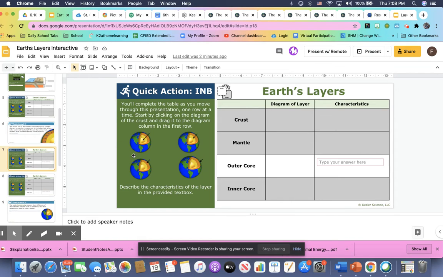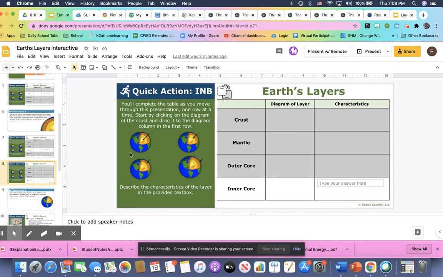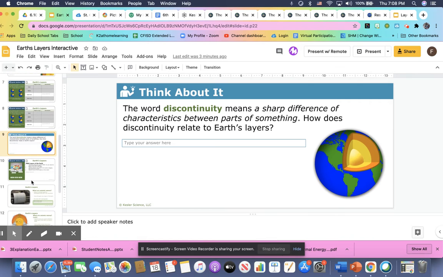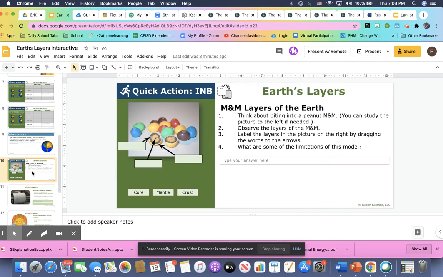All right, so here you have the outer core. Which one of these pictures represents the outer core, and what are your characteristics of that? And then lastly, the inner core, which picture, and characteristics. So think about this. The word discontinuity means a sharp difference of characteristics between parts of something. How does discontinuity relate to Earth's layers?